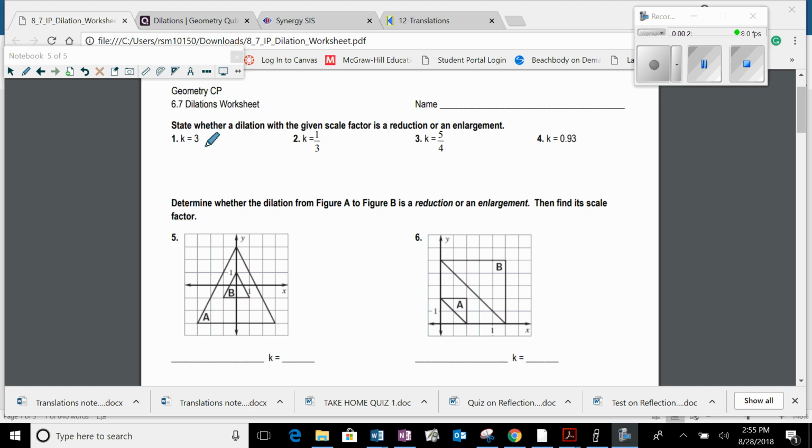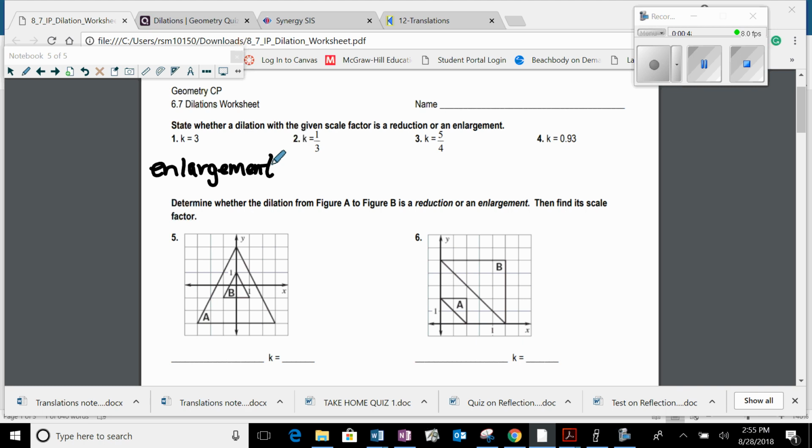So I have to think about that number 3. And if I multiply by 3, am I making something bigger or am I making something smaller? Bigger. And that would be an enlargement. Now I'm going to look at number 2 at the fraction 1/3.